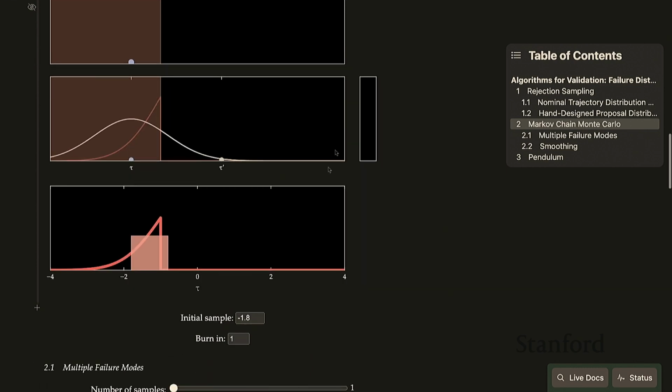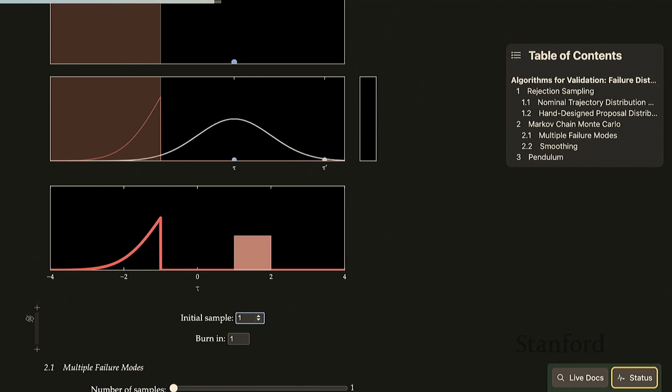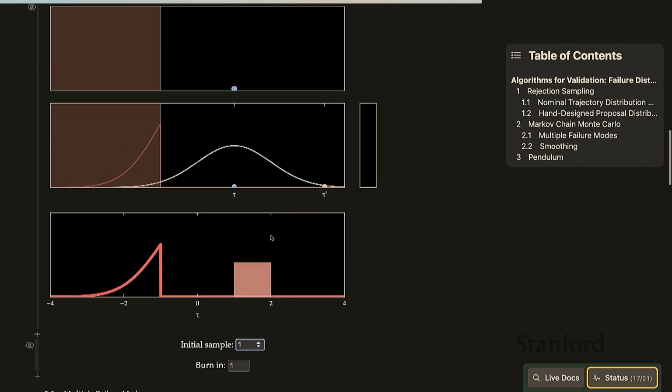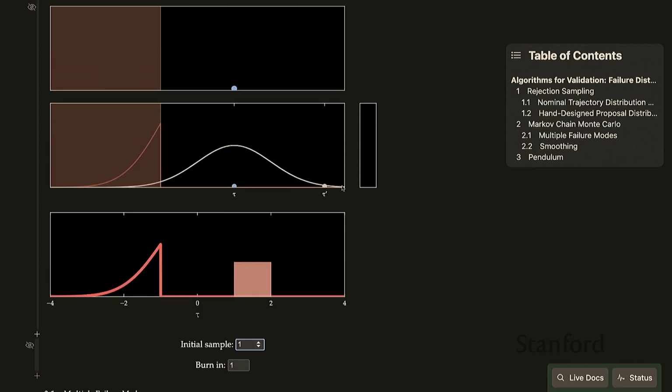Let's go back. Let's say now that we start with an initial sample that's outside of the failure region, so maybe it's got a value of like 1 or something. Now we start with this initial sample. Here's our new proposed sample. They both have 0 likelihood, so we're not going to accept the new one, and we're stuck at this bad initial sample that we picked. And it's going to take us a while.